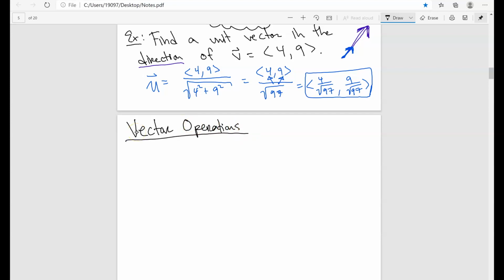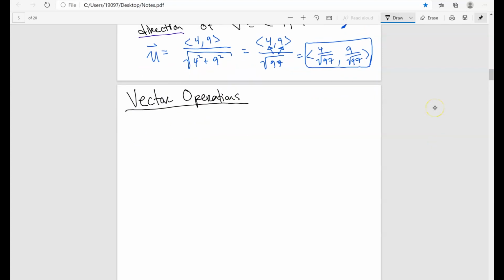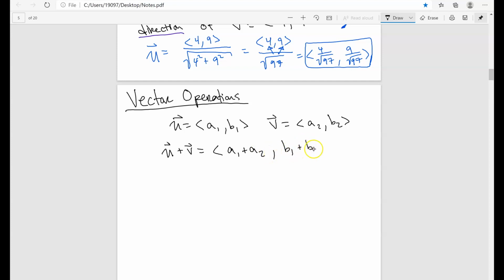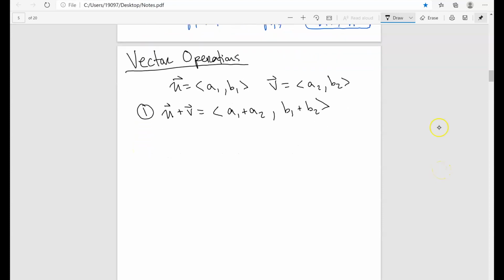So how do we add, subtract, and multiply vectors? The first thing to know is that it's kind of obvious. If you have a vector u that has components a1 and b1, and you have another vector v that has components a2, b2, then when I take the sum of the two vectors, it makes sense to just add the individual components. So just a1 plus a2, comma, b1 plus b2. So if I wanted to add two different vectors together, we're just adding the components.